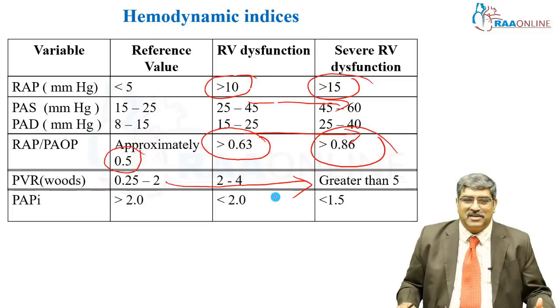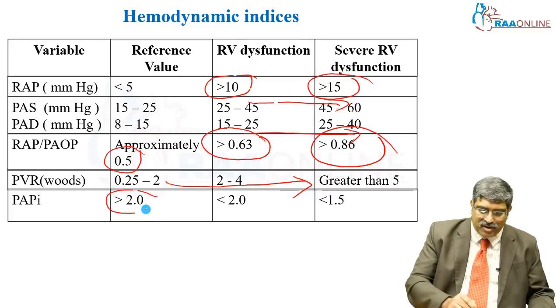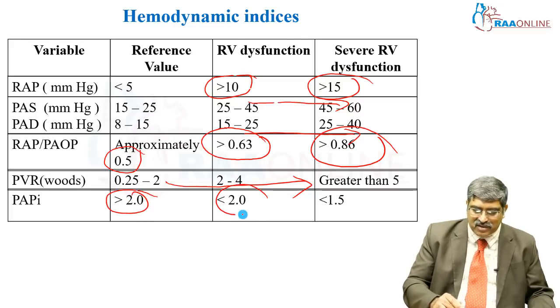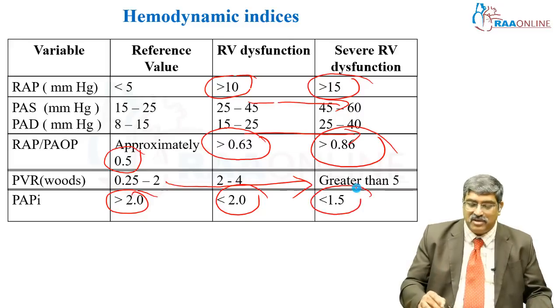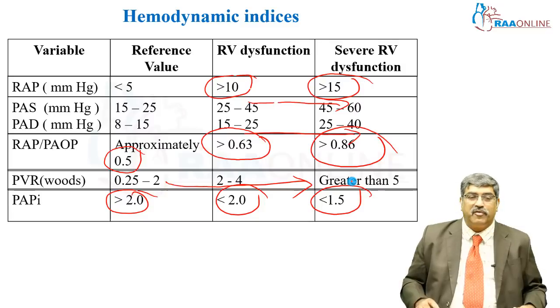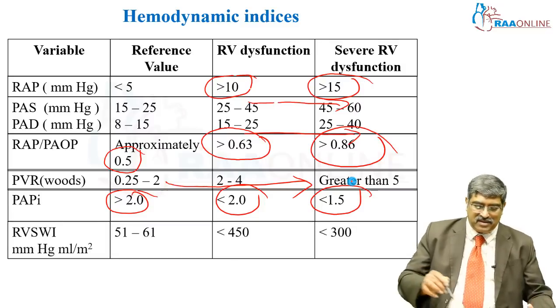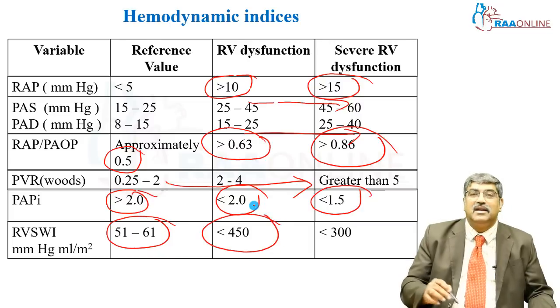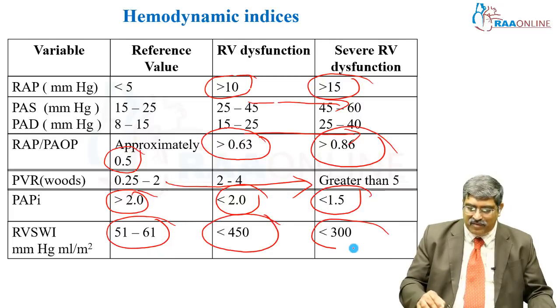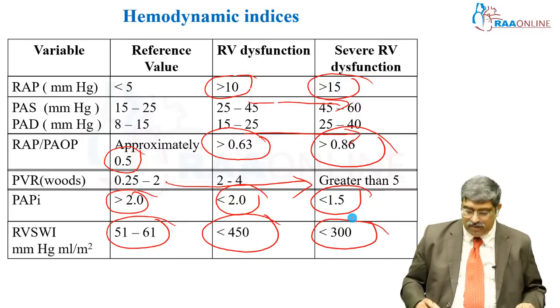And pulmonary artery pulsatility index is normally greater than 2. In mild to moderate RV dysfunction, it is less than 2. And in severe RV dysfunction, it is less than 1.5. And your stroke work index normally is between 51 to 61. In RV dysfunction, it is less than 450. And in severe RV dysfunction, it is less than 300.